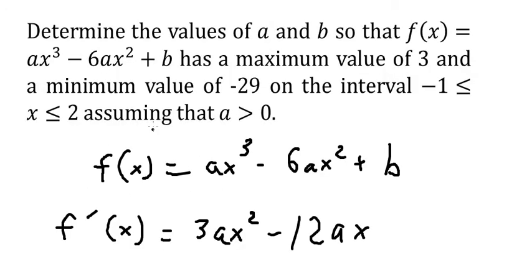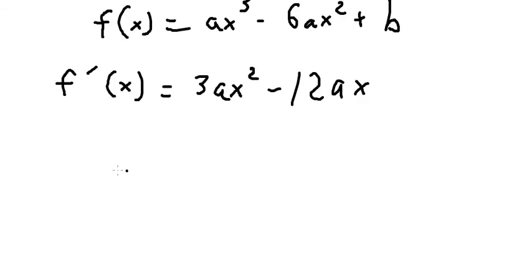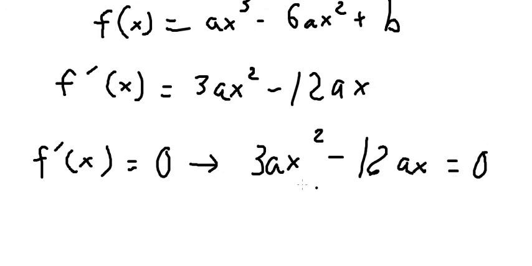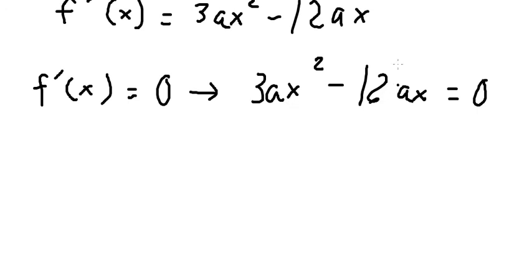So we know that the maximum and the minimum, that's about number 3 and negative number 29. So that means we need to find the critical points in here. So we have s and s, so we can do factorization.